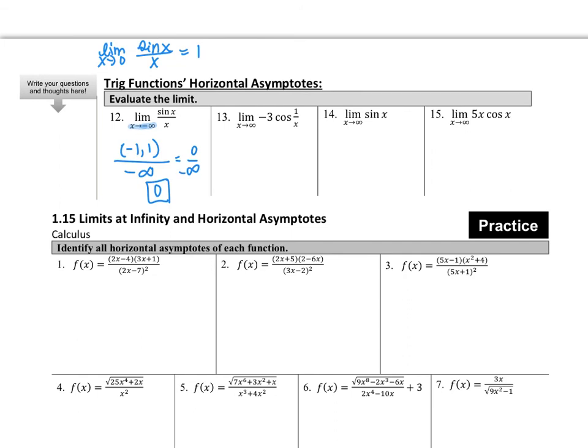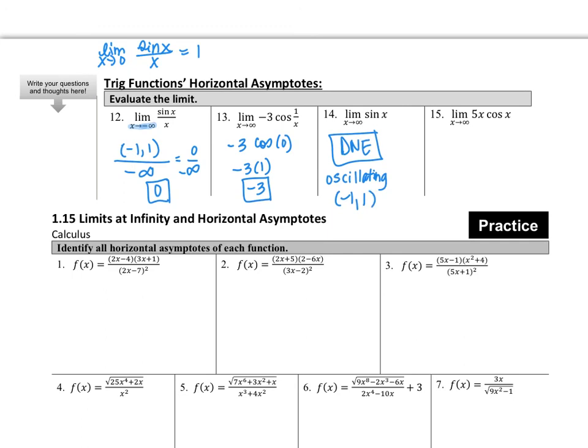Okay, so on number 13, the limit as x approaches infinity of -3 times cosine of 1 over x, so that'd be -3 times cosine of 0, because 1 over a big number is getting closer and closer to 0. So this would be -3 times 1, which is -3. Okay, on the next one, the limit as x approaches infinity of sine x. This one actually does not exist, because it's oscillating between -1 and 1.